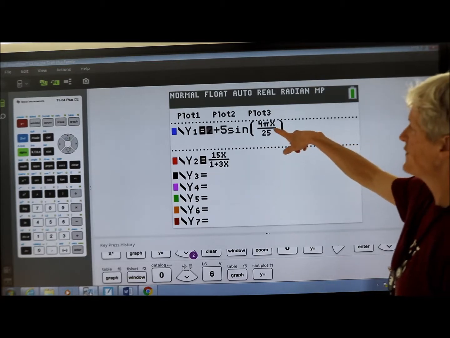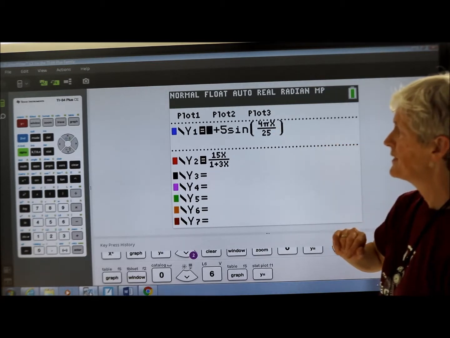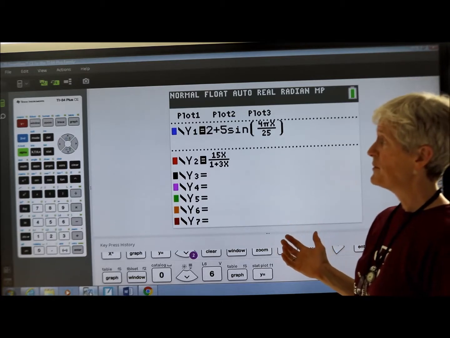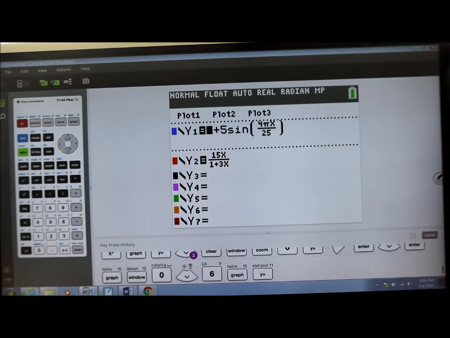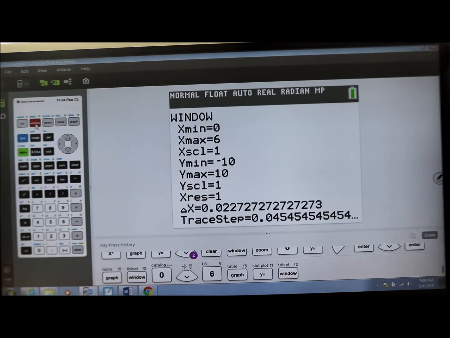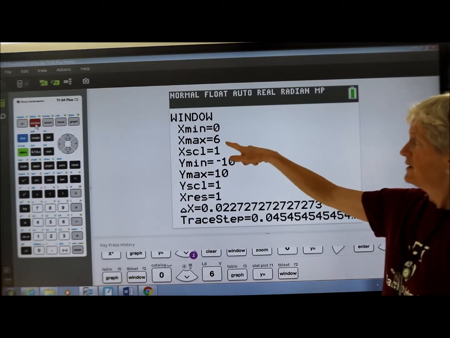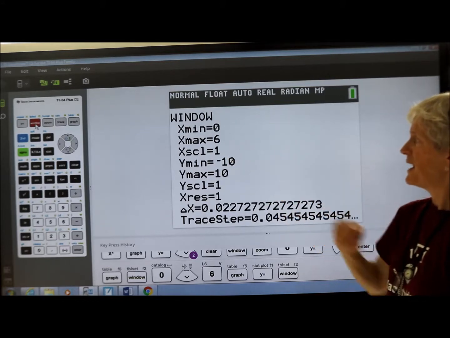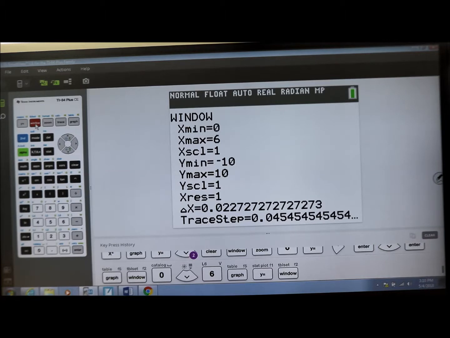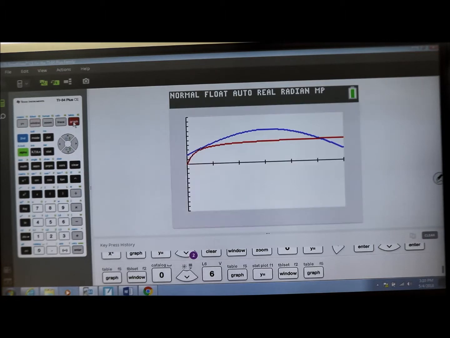So there's my first function, there's my second function. Whenever you're doing a problem on the graphing calculator, make sure that your window matches the domain that they gave. Note, they gave me a domain from 0 to 6 hours at the beginning of the problem, so that's my x-min and my x-max. I'm just choosing a y that I hope works. Yeah, this is looking pretty good.